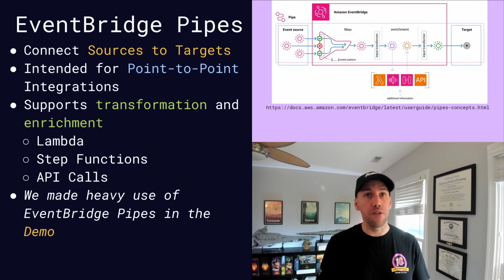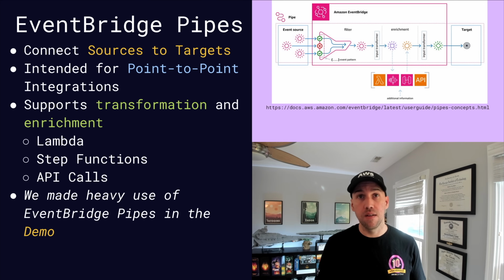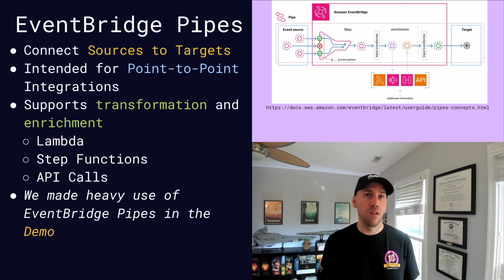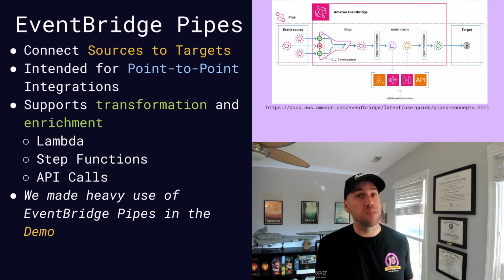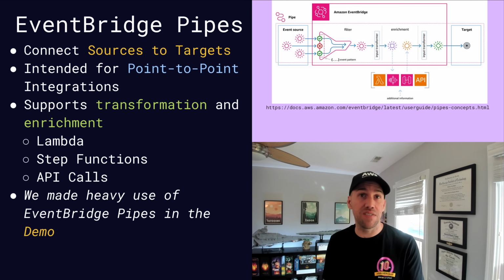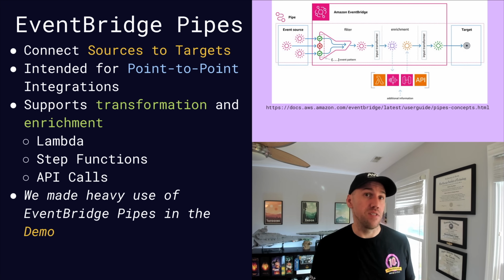Pipes support various integrations, including Lambda functions, Step Functions, and API calls, allowing for versatile and dynamic event handling. For example, a pipe can link an Amazon SQS message queue to an AWS Step Functions state machine with an EventBridge API destination for data enrichment. This setup exemplifies efficient automation in an e-commerce context.